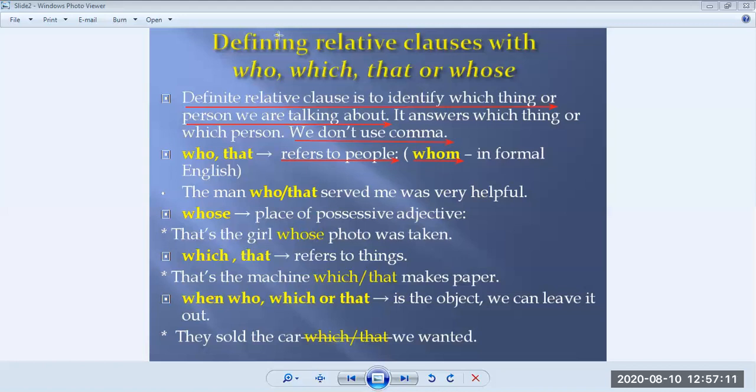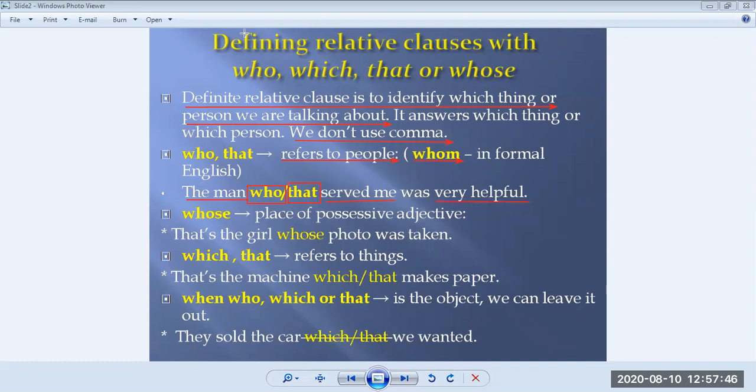Can you see that? The man who, he is here, who or that. You can use either one, who or that: served me was very helpful. So what is the main part in this sentence? Have a look. The man, there was one man. Who was that man? He served me. And then again, we talk about the man himself, he was very helpful.